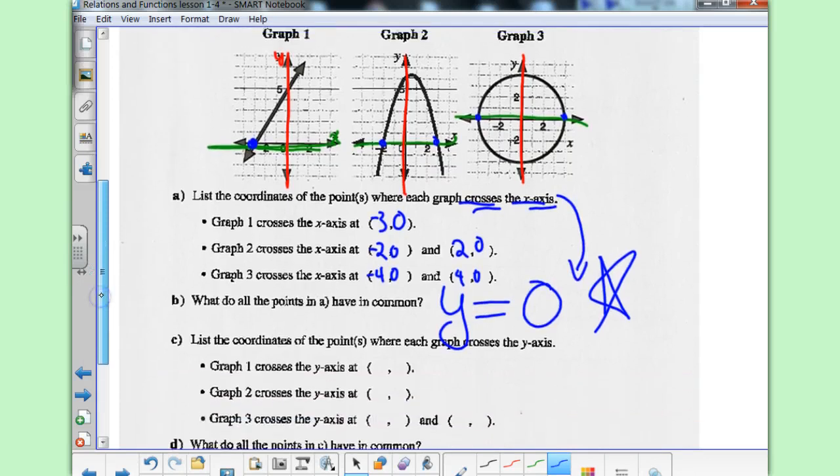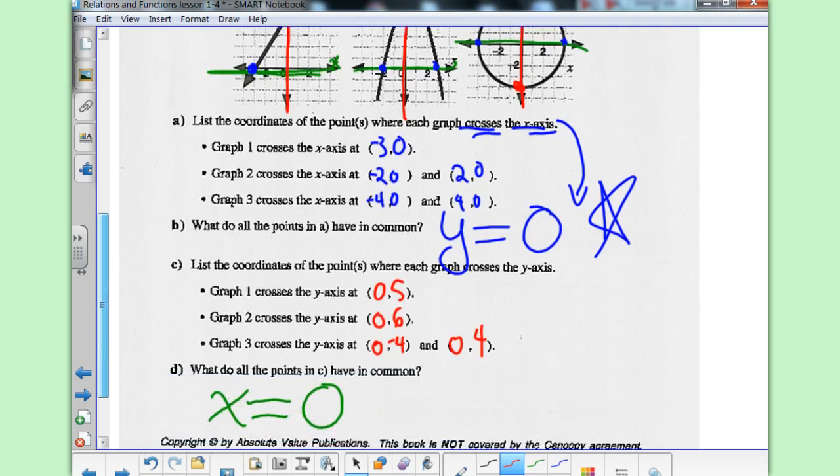When you consider the picture now, where does graph 1 cross the y-axis? Well, it crosses the y-axis right there, which is clearly at the point 0 and 5. And where does graph 2 cross the y-axis? Well, right there, which looks like it should be at the point 0 and 6. And graph 3 has two places. It crosses at 0 and -4, but it also crosses at 0 and +4.